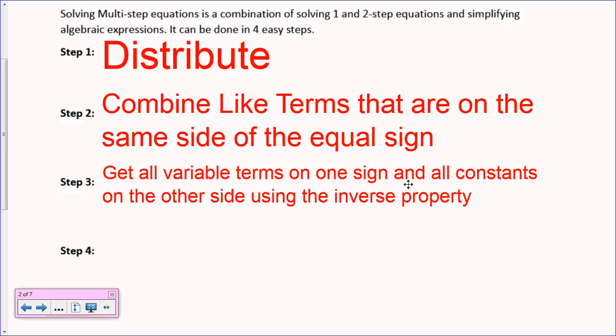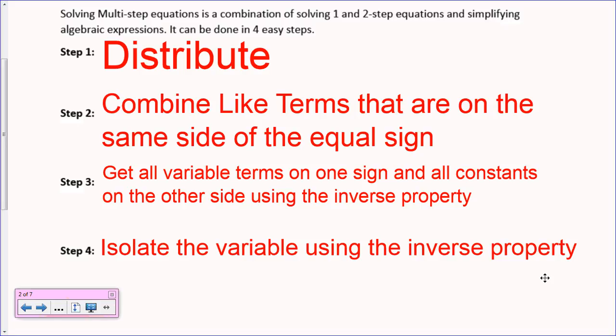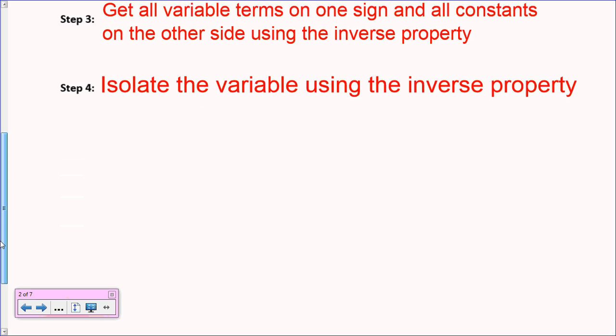Step 3 is to get all the variable terms on one side and all the constant terms on the other side using the inverse property. So we kind of saw this in our exit ticket, but we're just going to be moving them the same way. If we have a 4x that needs to be moved to the other side, we subtract 4x from both sides then. Okay, and I'll show you examples when we do this together. And step 4 is to isolate the variable using the inverse property. So if we have 4x equals 2, use the inverse property to get the x by itself by dividing by 4. Okay? Alright, let's go ahead and look at some examples.